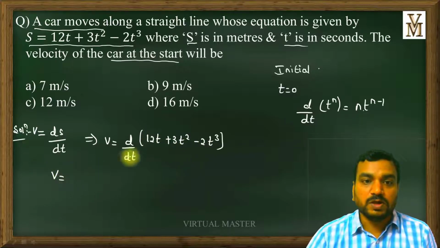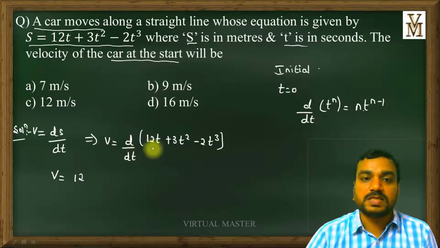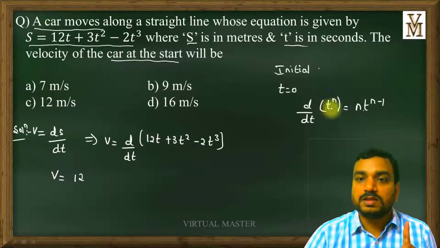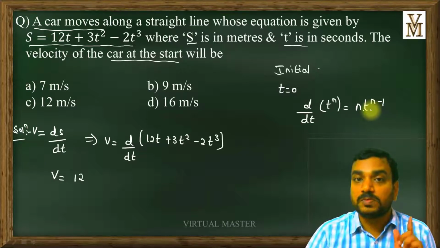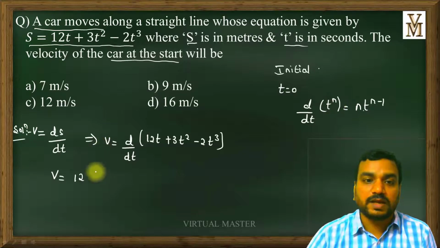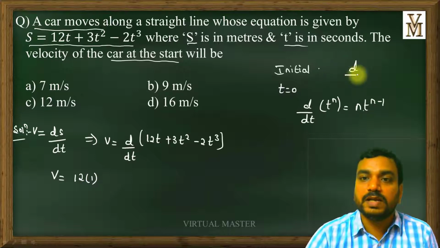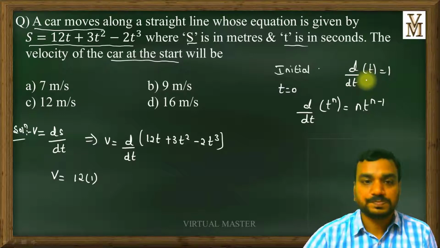Now v equals to d by dt of 12t. So 12 is a constant and differentiation of t. Okay, that is t is having a power of 1. That means n will be equals to 1. 1 into t to the power of 1 minus 1. That is t to the power of 1 minus 1 will be equals to t to the power of 0, right? So t to the power of 0 will be equals to 1. So I can write it as 12 into 1. One thing you have to remember, d by dt of t will be equals to 1. This you have to remember.